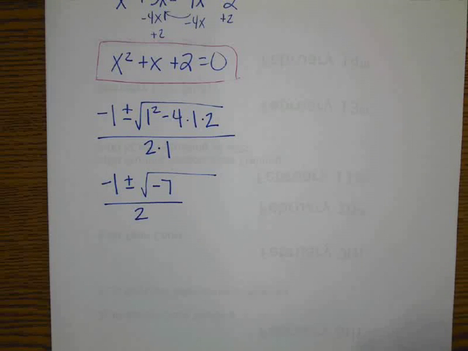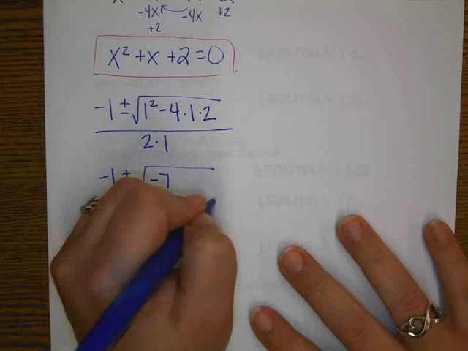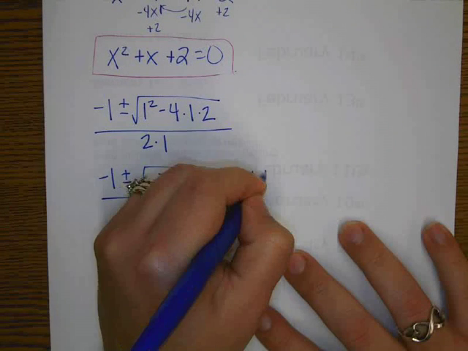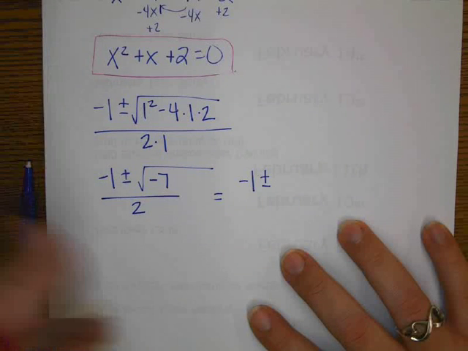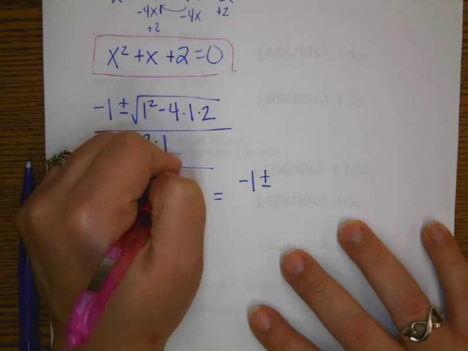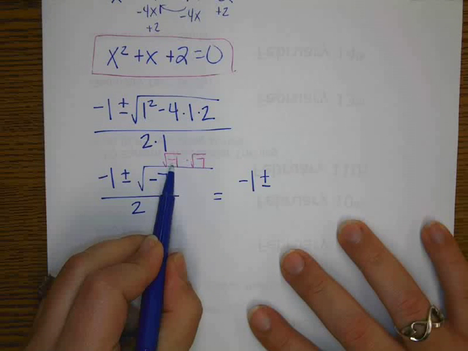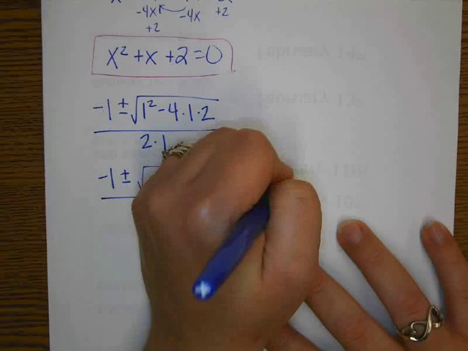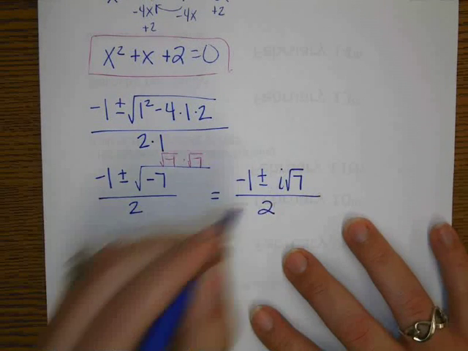Here's where we have the square root of a negative. So these solutions aren't real, they are imaginary. So we have negative 1 plus or minus the square root of negative 7, which, like we said before, is the square root of negative 1 times the square root of 7. And the square root of negative 1 is i, and the square root of 7 is square root of 7. So i rad 7 all over 2.